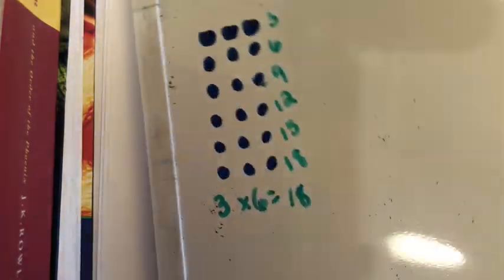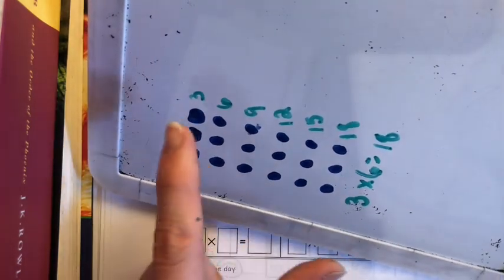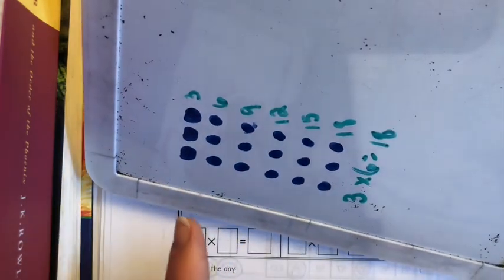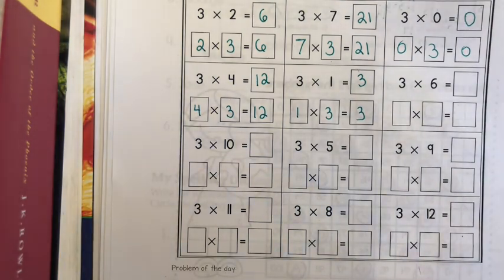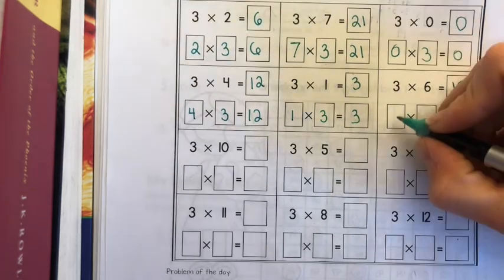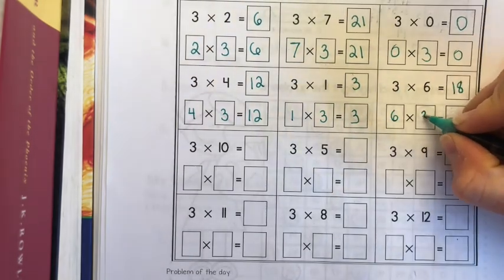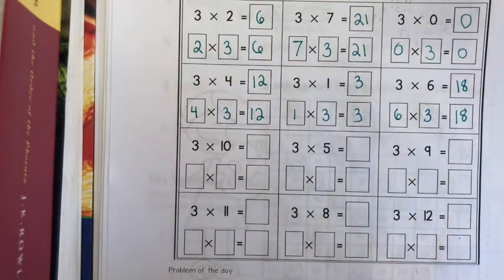Now if I turn it on its side, ooh, I just got pen on my lamp. If I turn it on its side, I have groups of 6. So I have 1, 2, 3 groups of 6 is also 18. So 3 times 6 is 18, but 6 groups of 3 is also 18, okay?